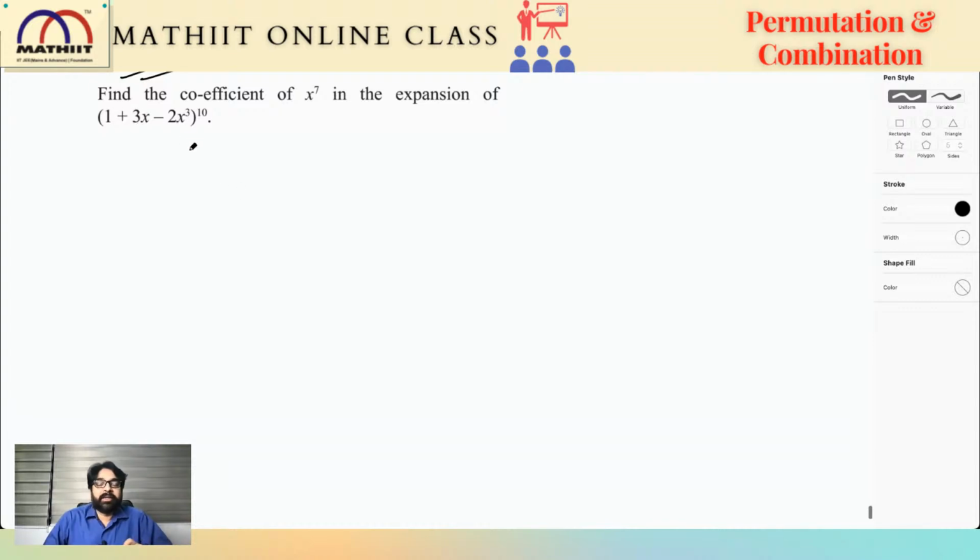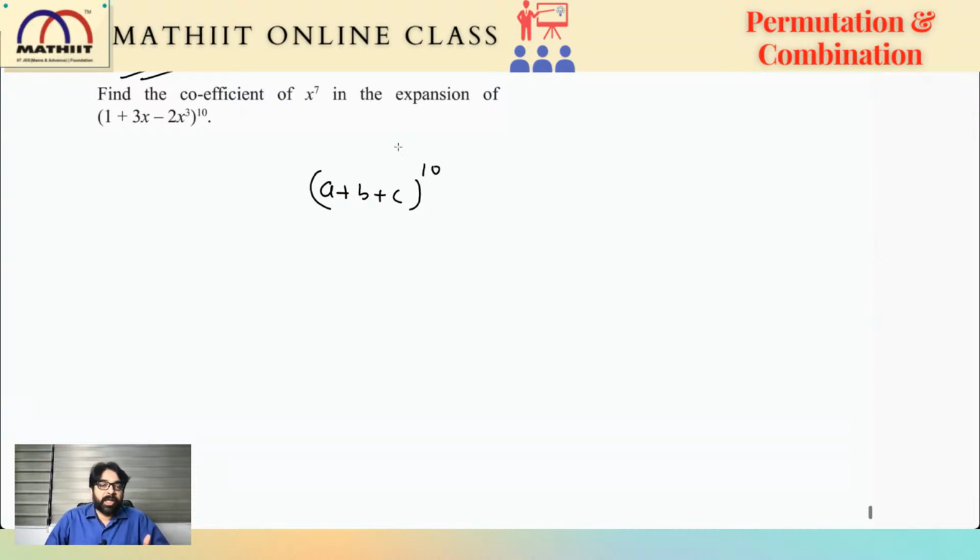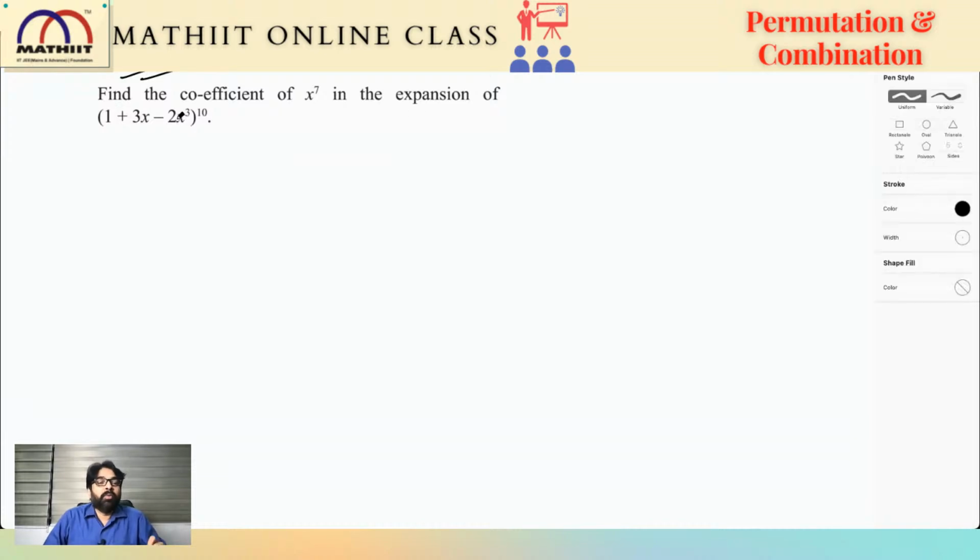Now here, what is the difference? When I say (a plus b plus c) power 10, it's very clear that a power something will come, b power something will come, c power something will come. So here also it's the same situation. I do not know when x power 7 will come, because the term will be 1 power something into (3x) power something into (minus 2x cube) power something. Suppose this power is a, this power is b, this power is c.